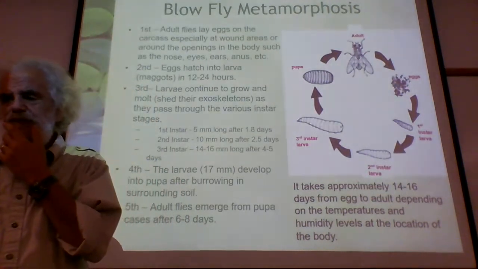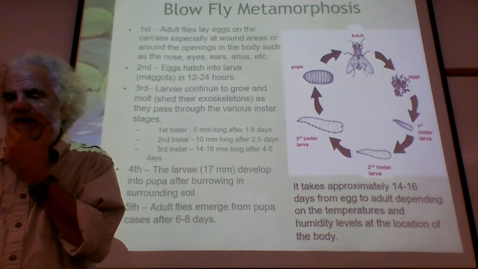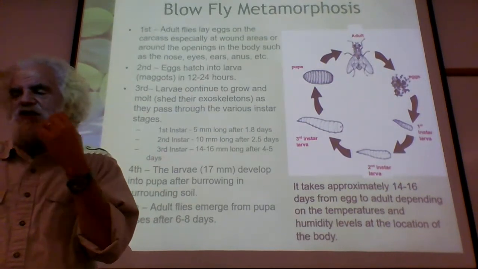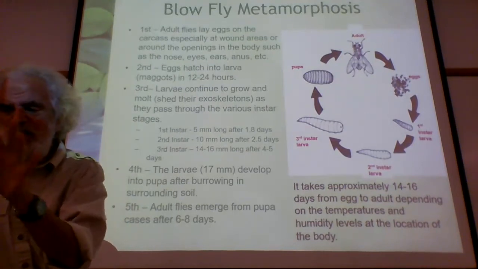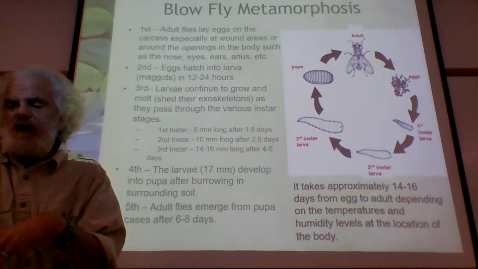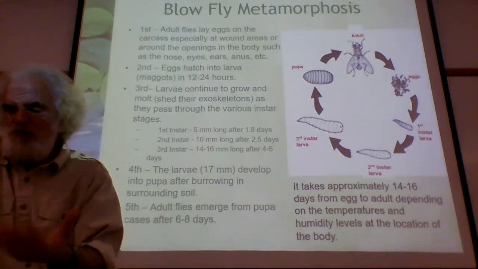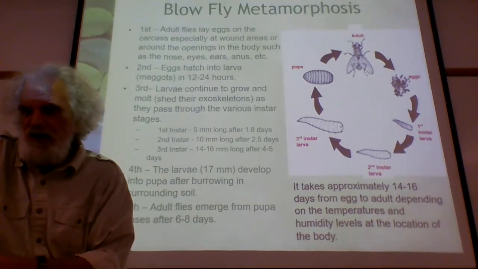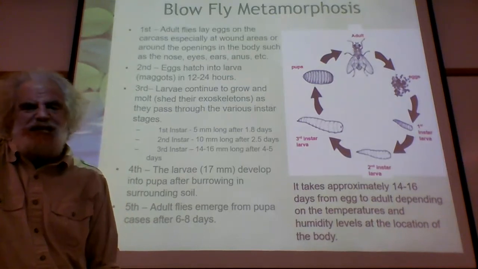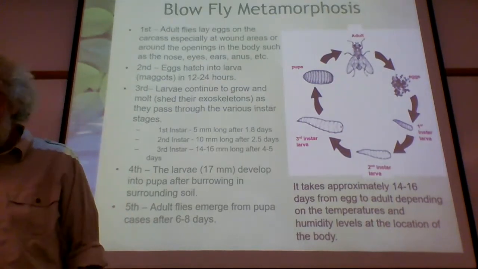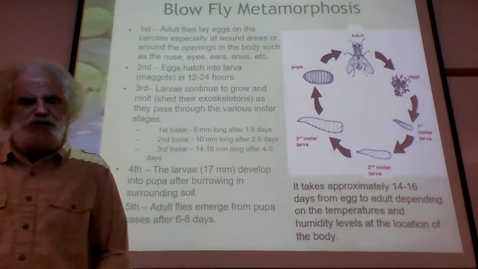So, let's see. We've got these different stages, and the larvae go through their instars, and then the larvae develop into pupae as they bury under the ground. The adult fly emerges, and it's going to take between 14 and 16 days from egg to an adult, depending on the temperature and the humidity.